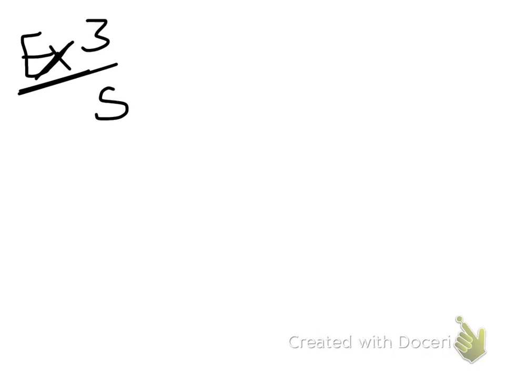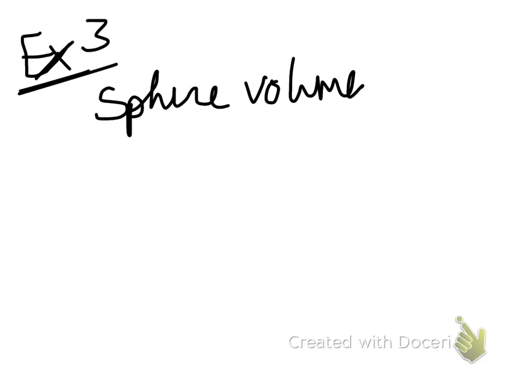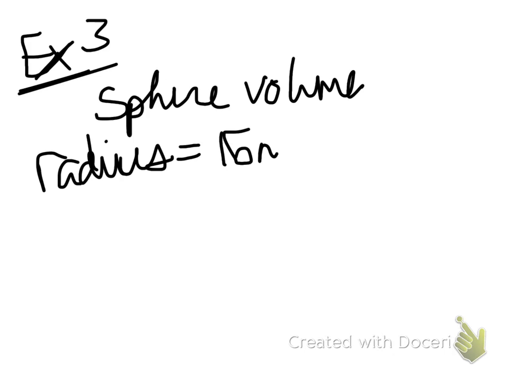Okay, I want you to go ahead and do another example here. This would be example 3. So I want you to find the volume of the sphere to the nearest whole number, using 3.14 for pi. Find the volume of this sphere with a radius of 15 meters. Pause the video, hit play when you're ready to see the answer.